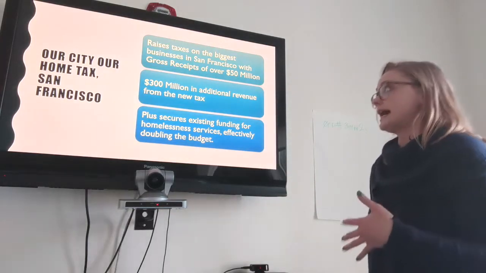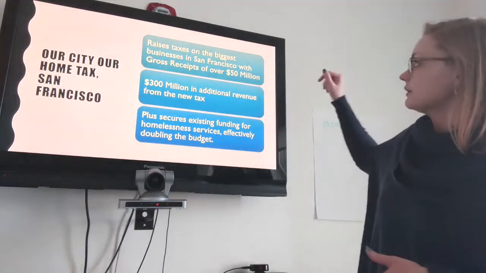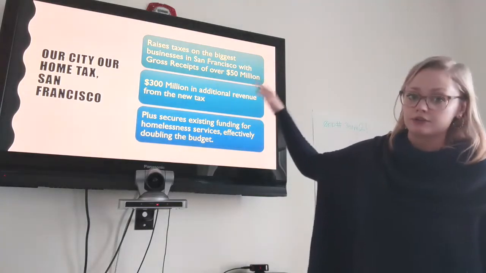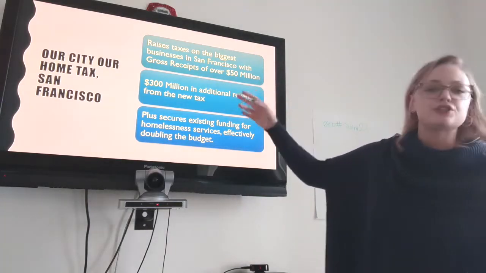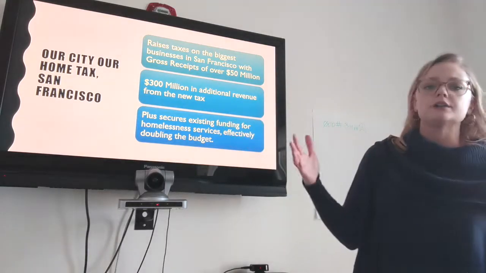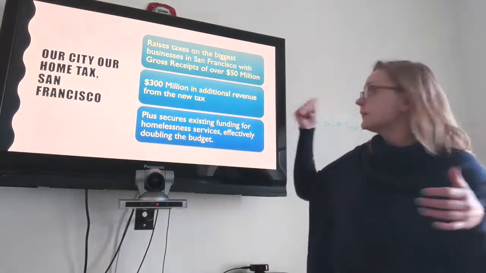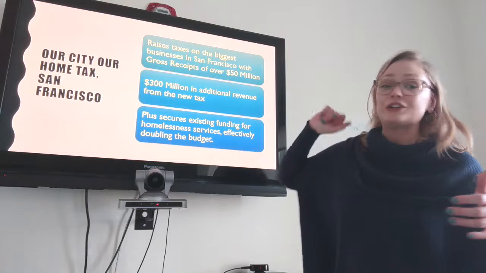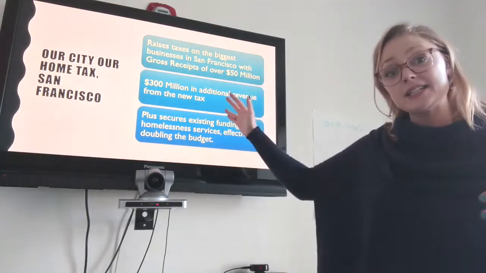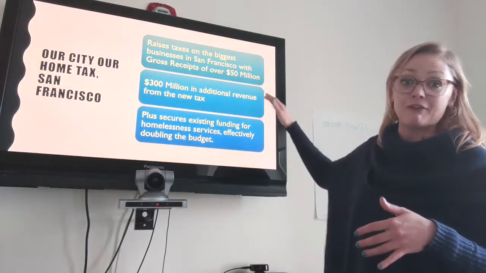So the Our City, Our Home tax, what it does is it's going to increase taxes on businesses with over $50 million in gross receipts. Gross receipts, roughly, means revenue. So if you have over $50 million in revenue in the city of San Francisco, your taxes are going to go up a little bit. Which, mind you, these businesses also just got a massive tax break from the Trump tax cuts. So this is nothing. This is a drop in the bucket compared to the windfall that they're getting.